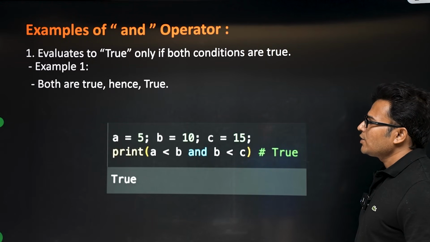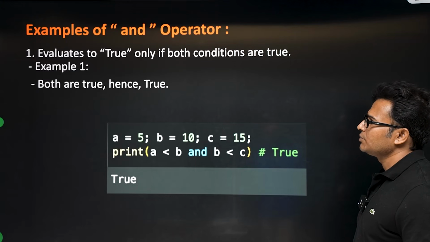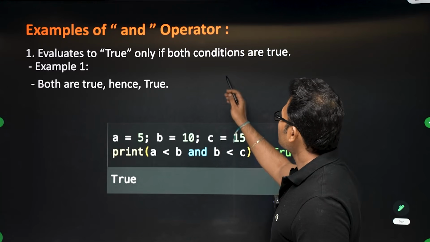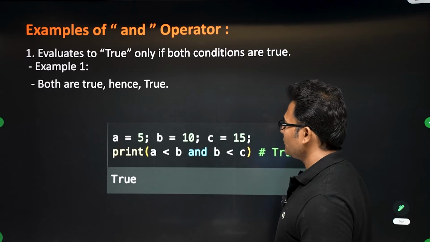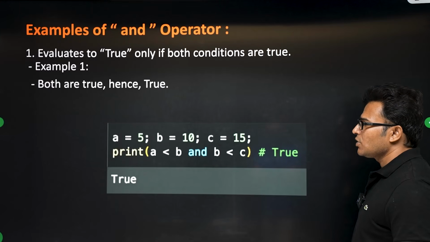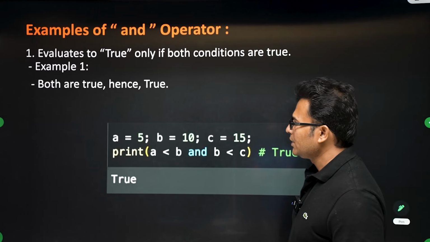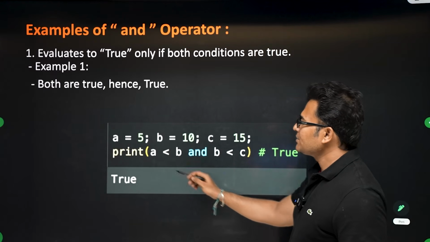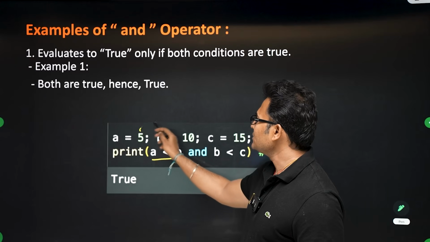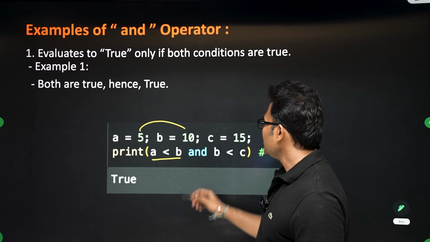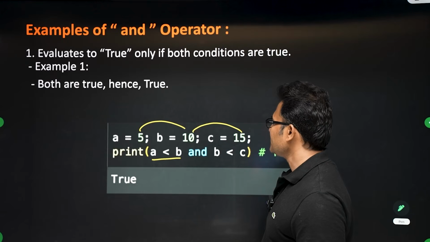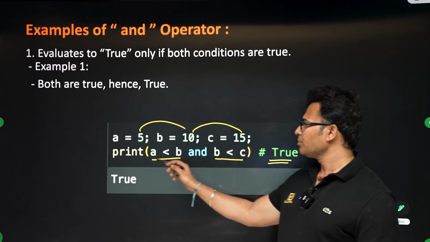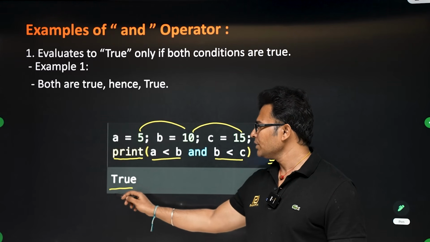Now examples of AND operation. Let's see some examples here. AND will give you true only if both the conditions are true. For example, A equal to 5, B equal to 10, C equal to 15. Is A less than B? Yes, A is less than B. Is B less than C? Yes, B is less than C. So both of them are true. That is why, when you are printing the output, you are seeing true, right?